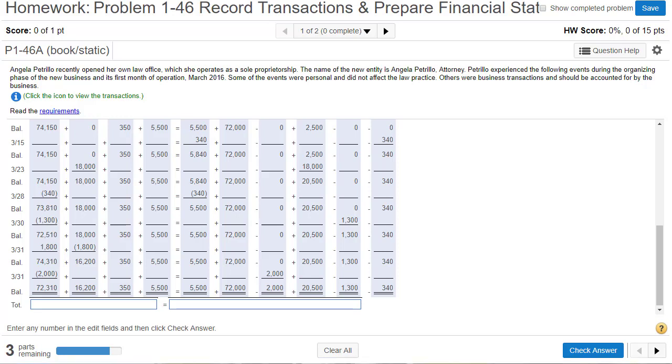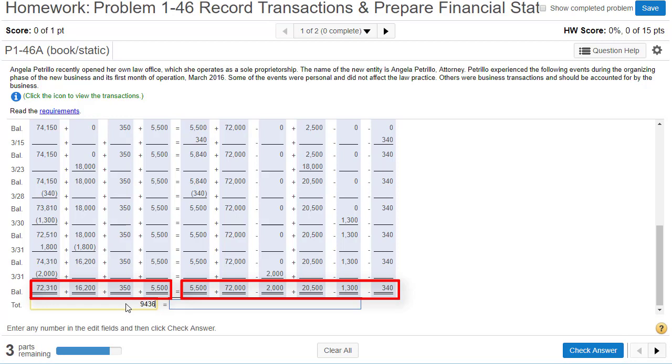Now MyAccountingLab is formally requiring us to make sure that our left side of the equation, our assets, these numbers, equal these numbers. So if we add 72,310 plus 16,200 plus 350 plus $5,500, that gives us 94,360. So when we add these numbers up, we should get the same amount.